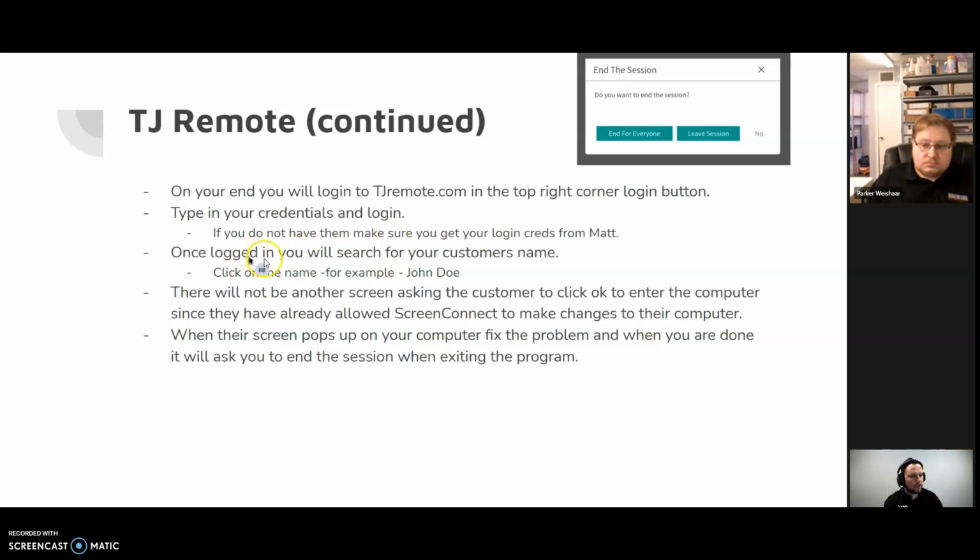Okay. And once you're logged in, you'll search for your customer's name. It'll be in the middle. We don't do this very often, so there'll probably be 4 or 5 computers on this, but it won't be very often. And then you'll click on that name, then you'll be in the computer, like I kind of already said. There will not be another screen asking for the customer to click OK to take control, just because Screen Connect already said, do you want us to change your computer or take over your computer? So they already made that decision to let us in.